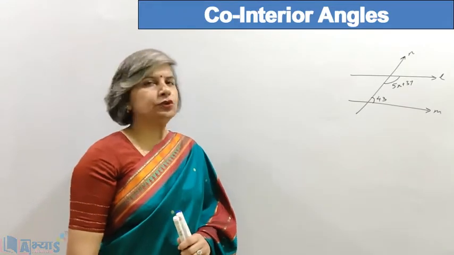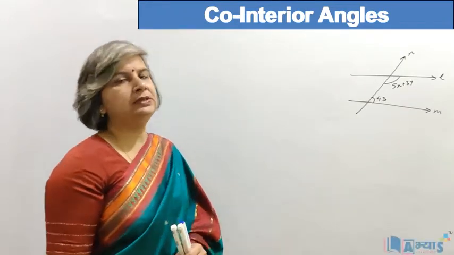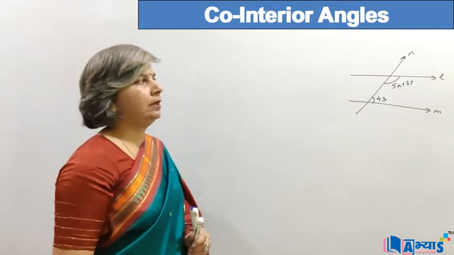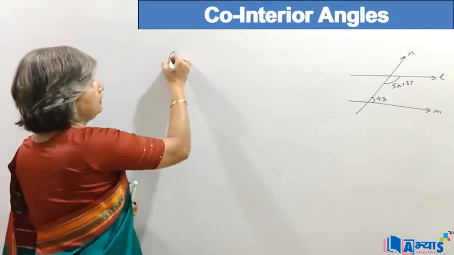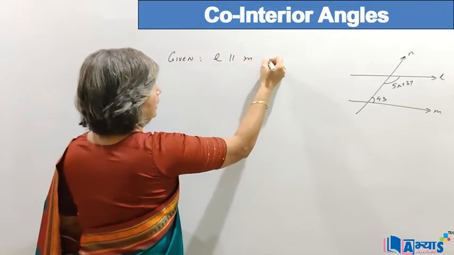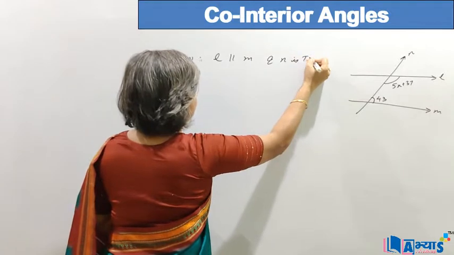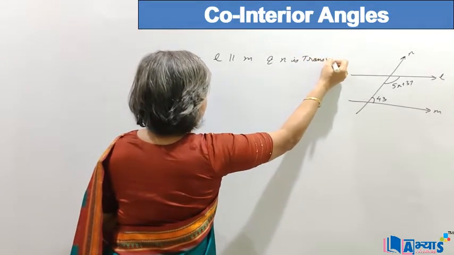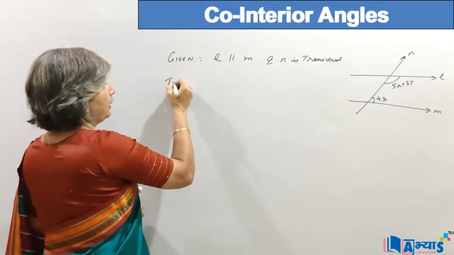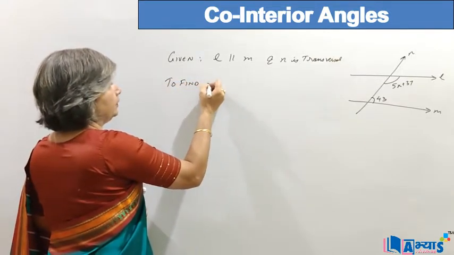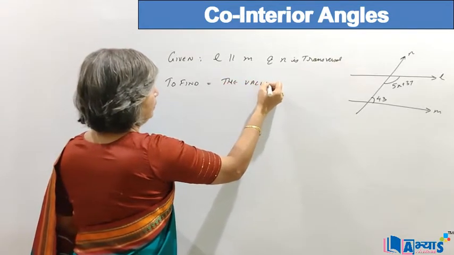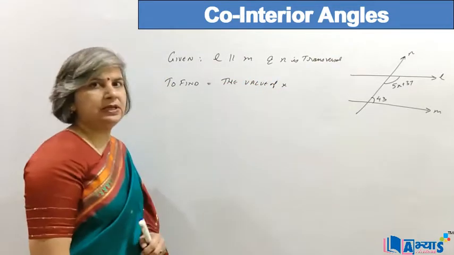Now let us discuss a question on the concept that co-interior angles are supplementary. We have been given in the figure that L and M are parallel lines. It has been given to us that L is parallel to M and N is the transversal. And we are supposed to find the value of x.